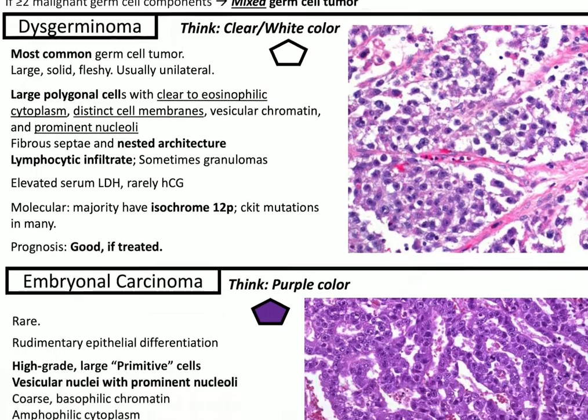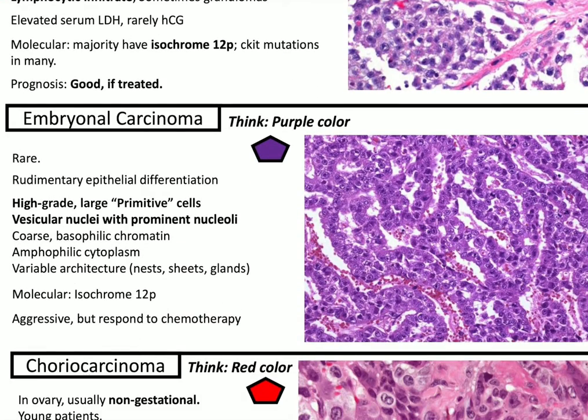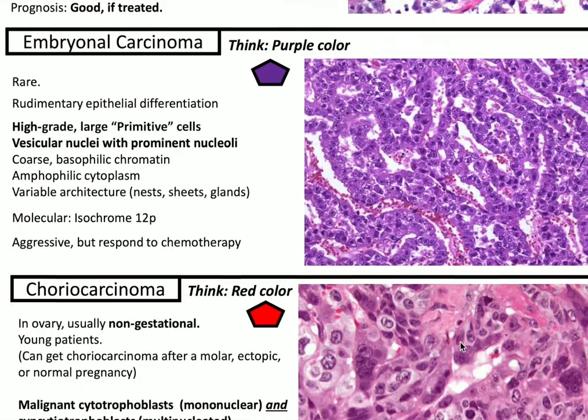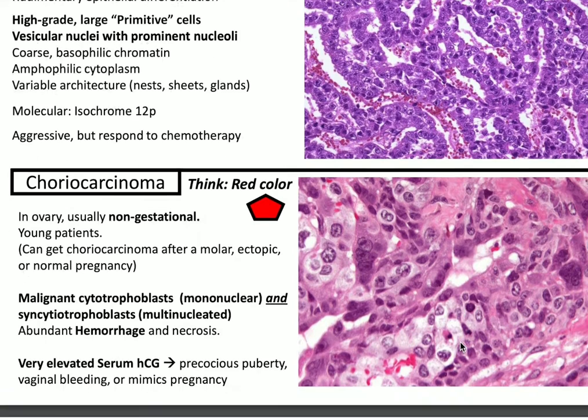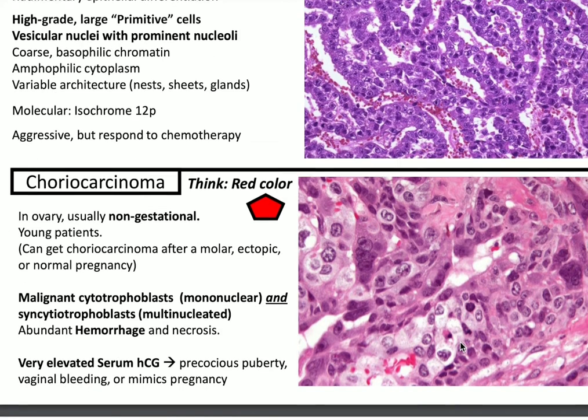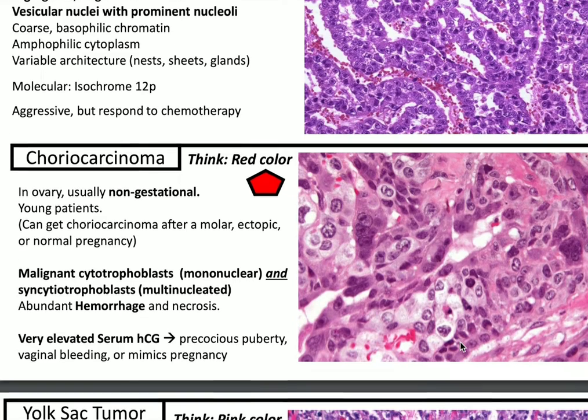Isochromosome 12p. Dysgerminoma looks white. Embryonal carcinoma looks purple: high-grade, large primitive cells, vesicular nuclei with prominent nucleoli, isochromosome 12p. Choriocarcinoma, think red. In the ovary, usually from non-gestational. You'll see malignant cytotrophoblasts, the mononuclear forms, and syncytiotrophoblasts, which are multinucleated. You'll have abundant hemorrhage and necrosis, very elevated serum HCG.